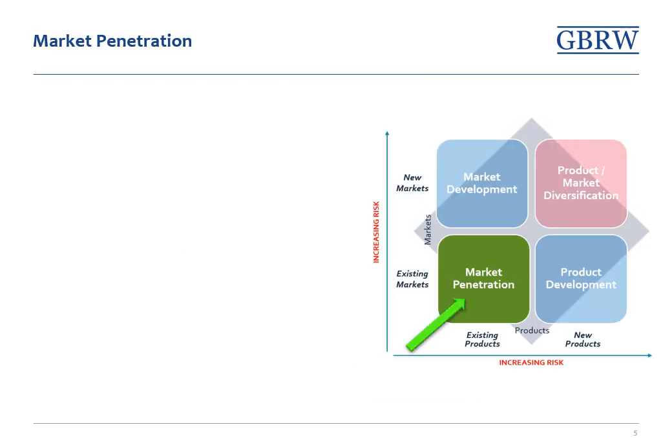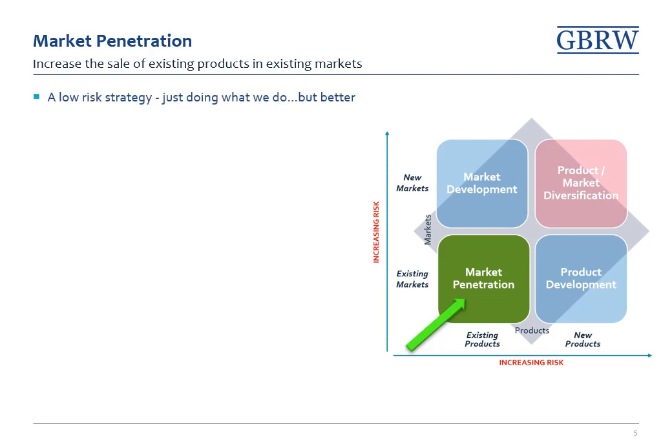So now let's look more closely at that first option in the bottom left-hand corner of our matrix, what Ansoff called market penetration, which simply means to increase the sale of existing products in existing markets. This is regarded as the lowest risk strategy in the Ansoff Matrix, because it's a do what you already know but do it better kind of strategy.